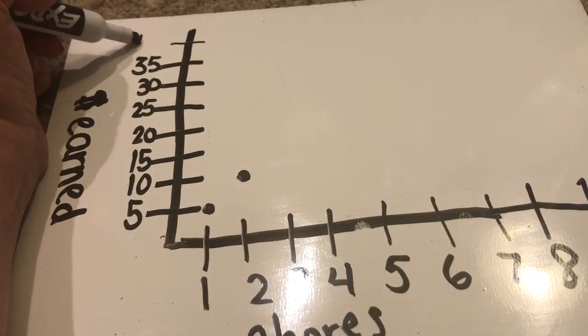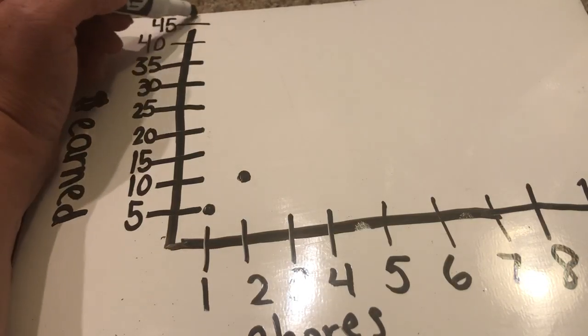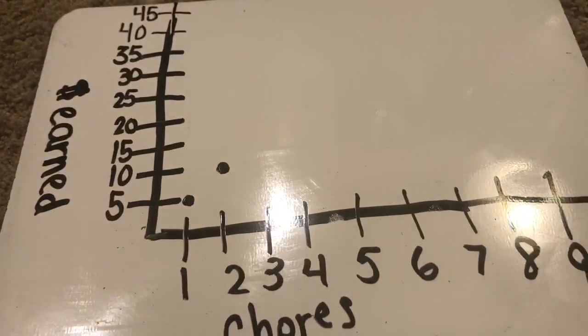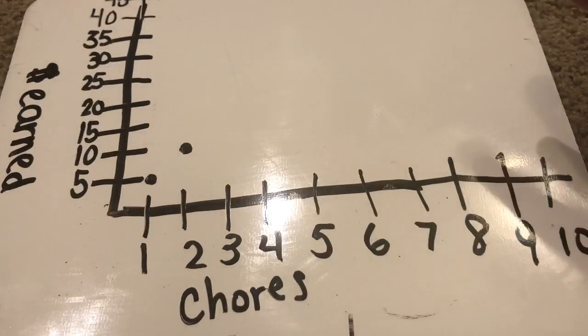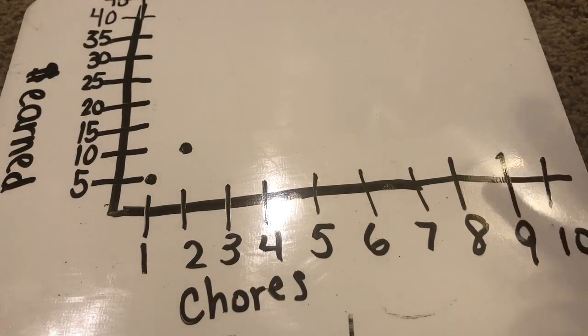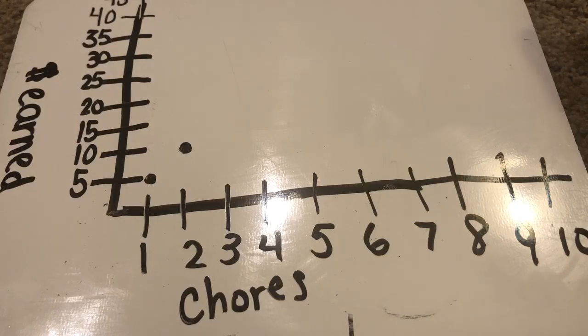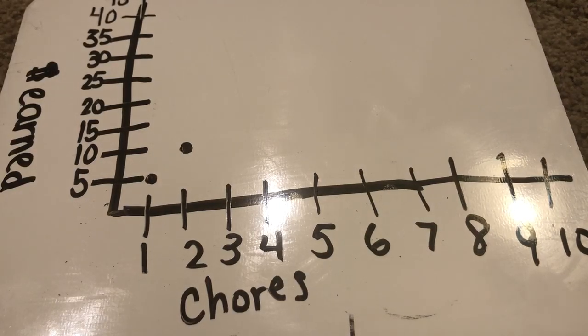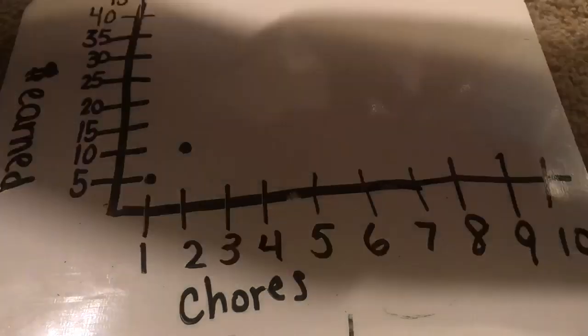My board's a little small. I didn't really draw it correctly, I guess. So if you can draw something relatively similar to this, I'm not worried about if it looks messy, because I'm going to be able to see the direction that your dots are going, and I'll be able to tell if you truly understand how the amount of chores changes the amount of money.